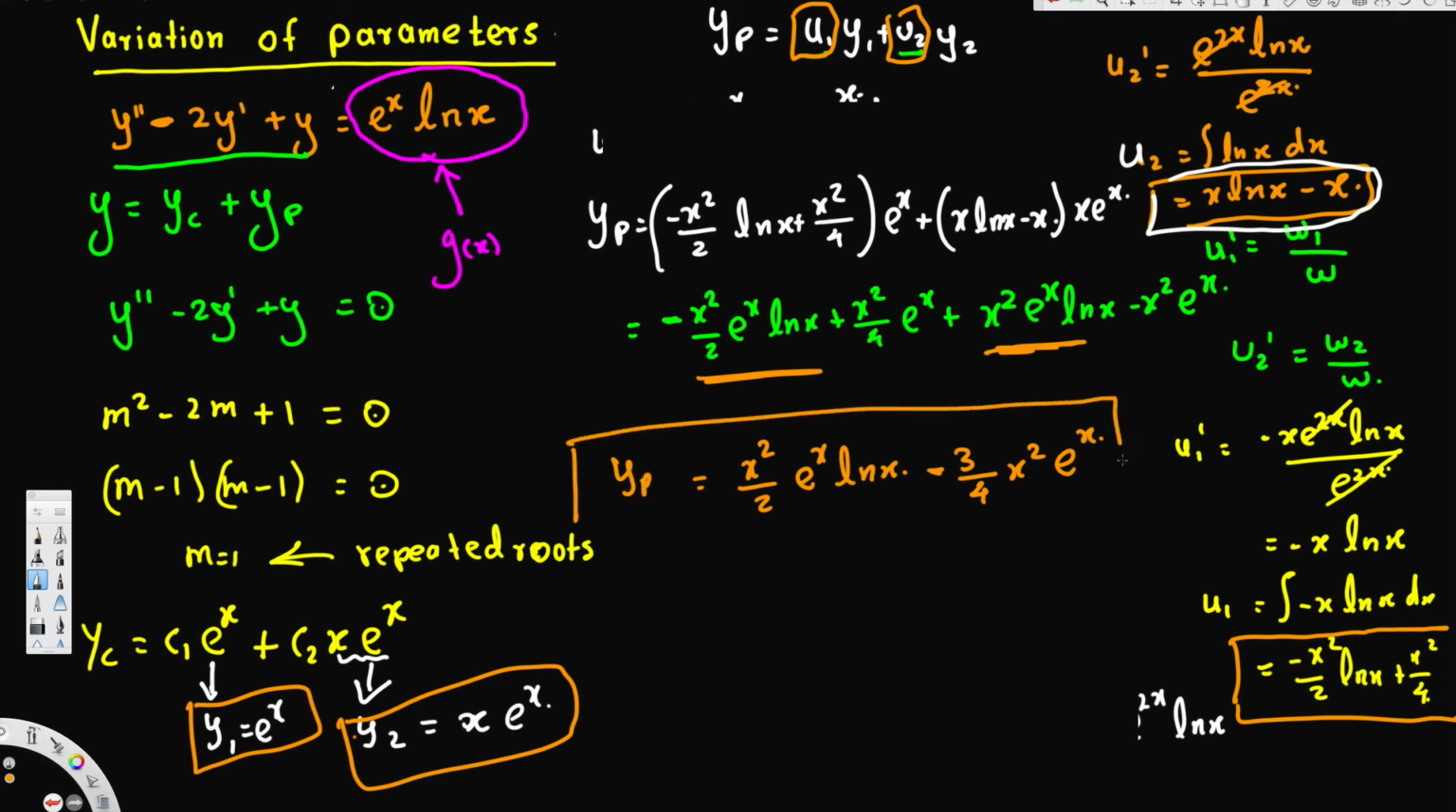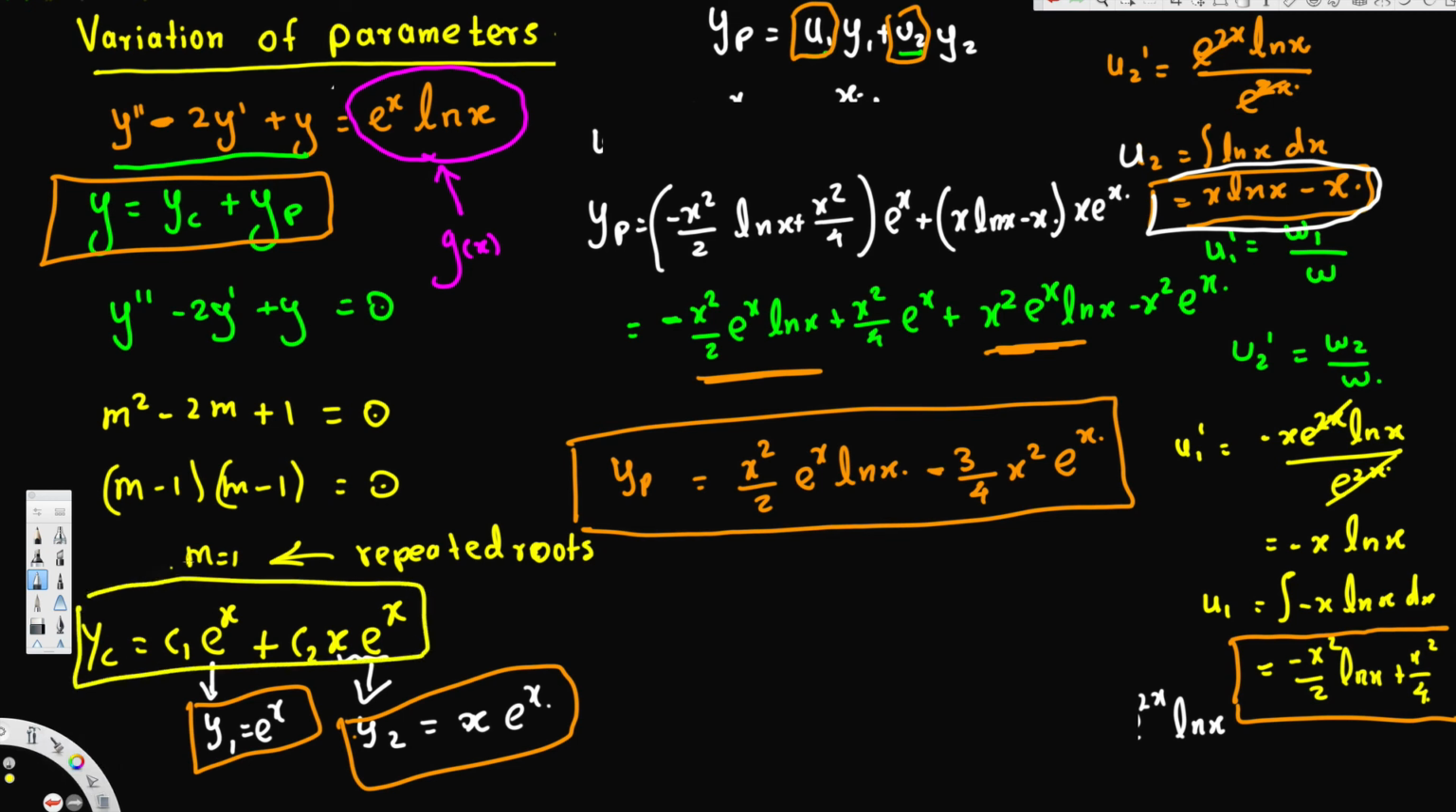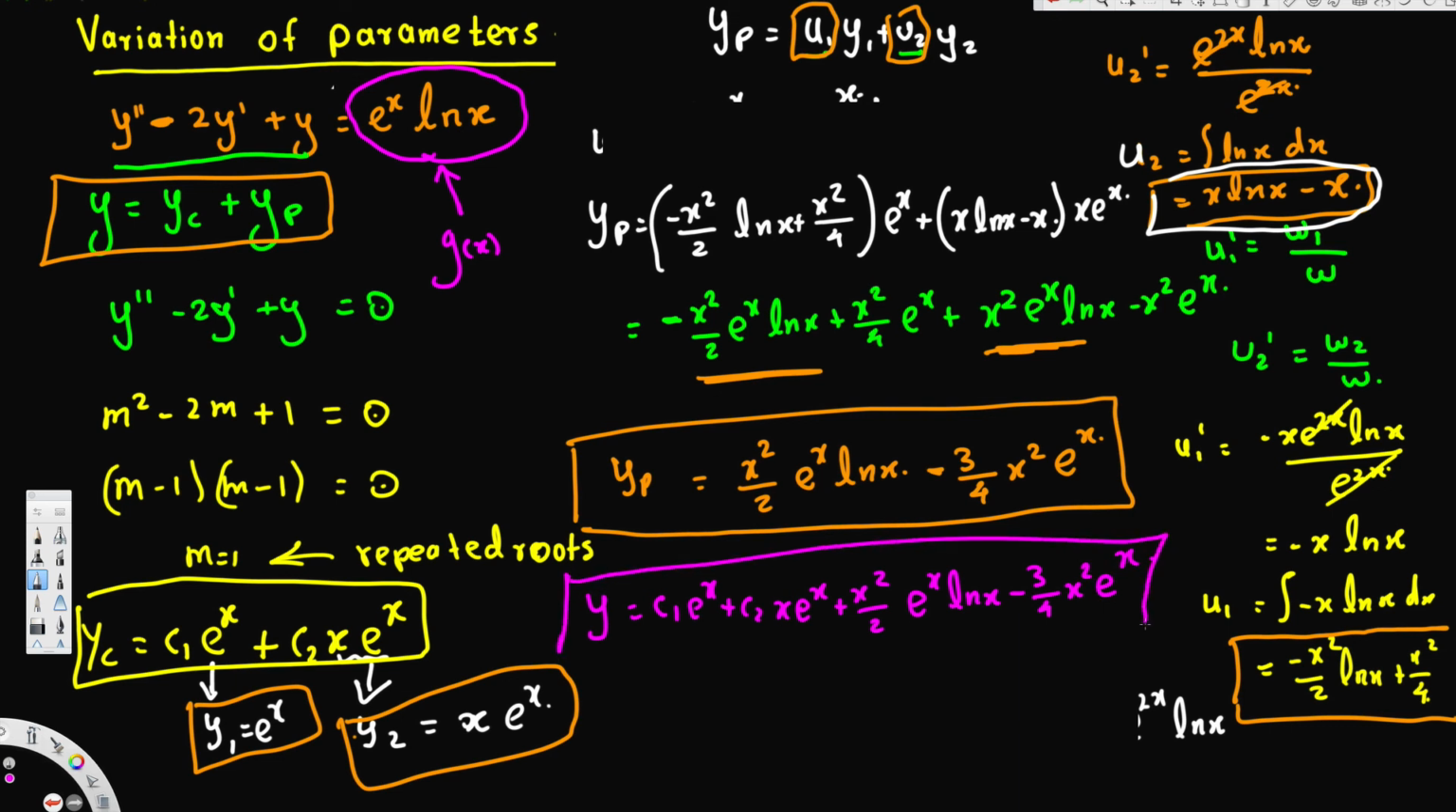Now we found the particular solution. The general solution is the addition of the complementary solution and the particular solution. We already have the complementary solution here, and the particular solution here. We just have to combine these two, and that gives us the general solution of this differential equation. y is yc, that is c1 e power x plus c2 x e power x, plus x square divided by 2 e power x ln x minus 3 by 4 x square e power x. And this is our general solution for this differential equation.